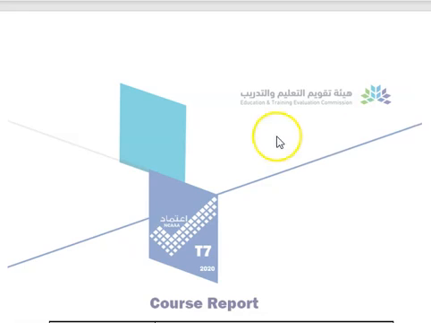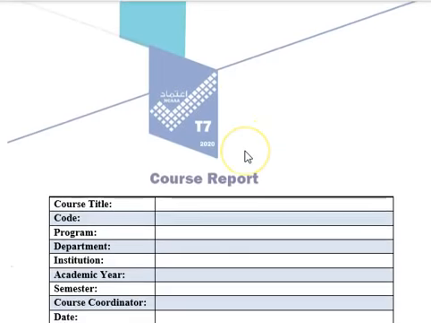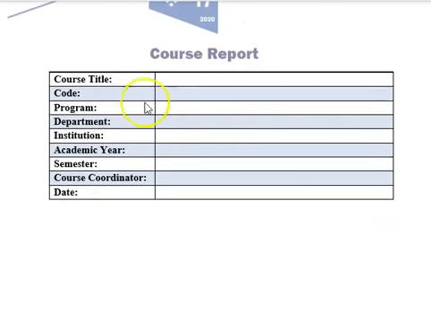This is the course report from the Education and Training Evaluation Commission. Course report. The general information are: course title, code, program, department, institution, academic year, semester, course coordinator, date. They are all the main information that should be filled.